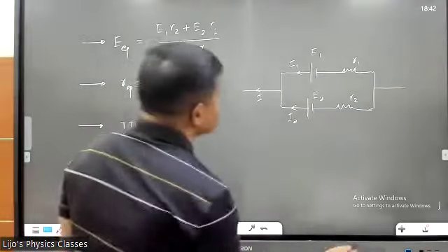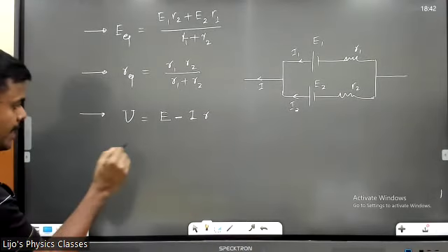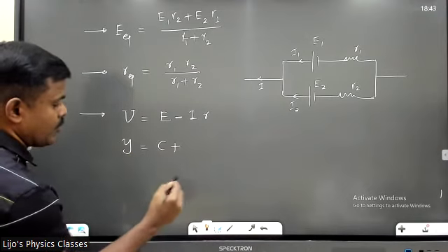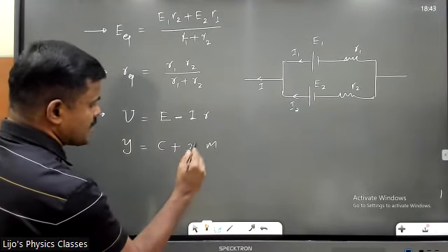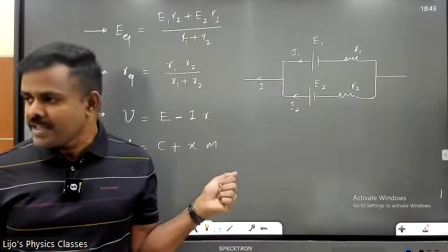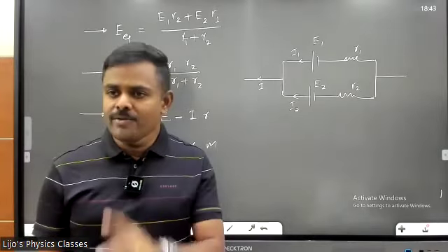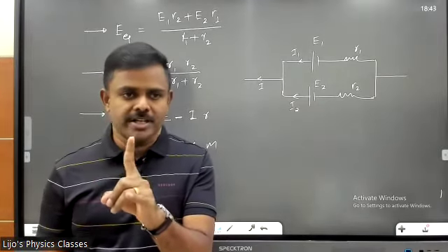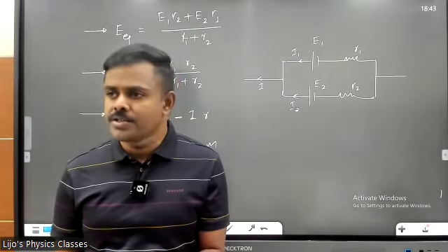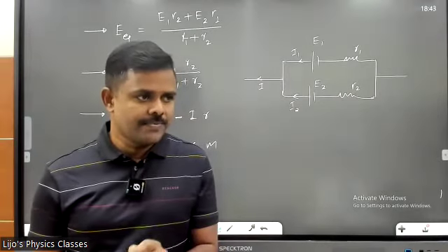Now, let me ask you one question. What if I take this equation and I'm asked to draw the graph? Look at this. This looks like y is equal to c plus mx. Do you remember having seen this equation? It is a straight line, right? I've told you many times, in class 12, we have only one mathematical equation, which is the equation for a straight line: y is equal to c plus mx.